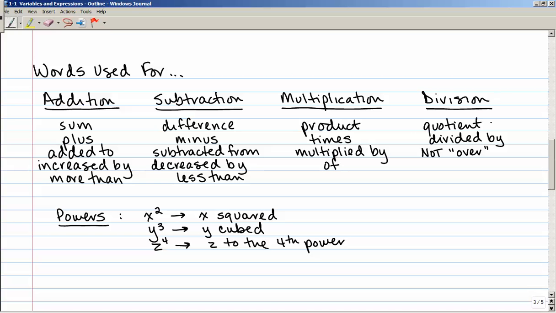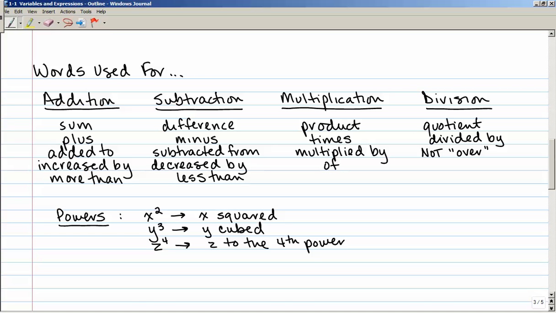And for division, we can use the words quotient and divided by, but please don't use the word over. Sometimes if we have a fraction, like 3 divided by x, with 3 on the top of the fraction and x on the bottom, we'll say 3 over x. It's okay to say that, but if you're being very specific, I'd rather have you say the quotient of 3 and x, or 3 divided by x.